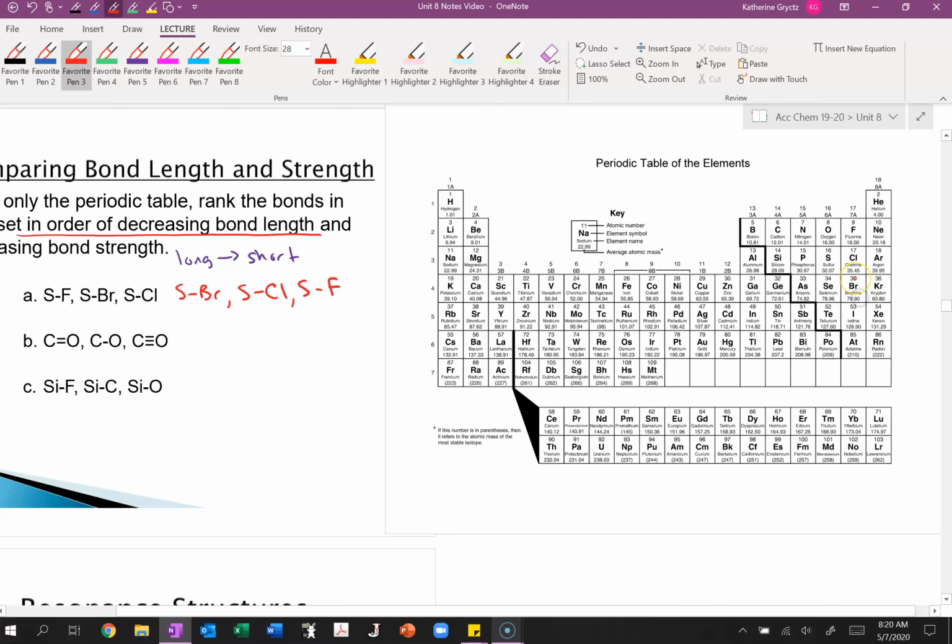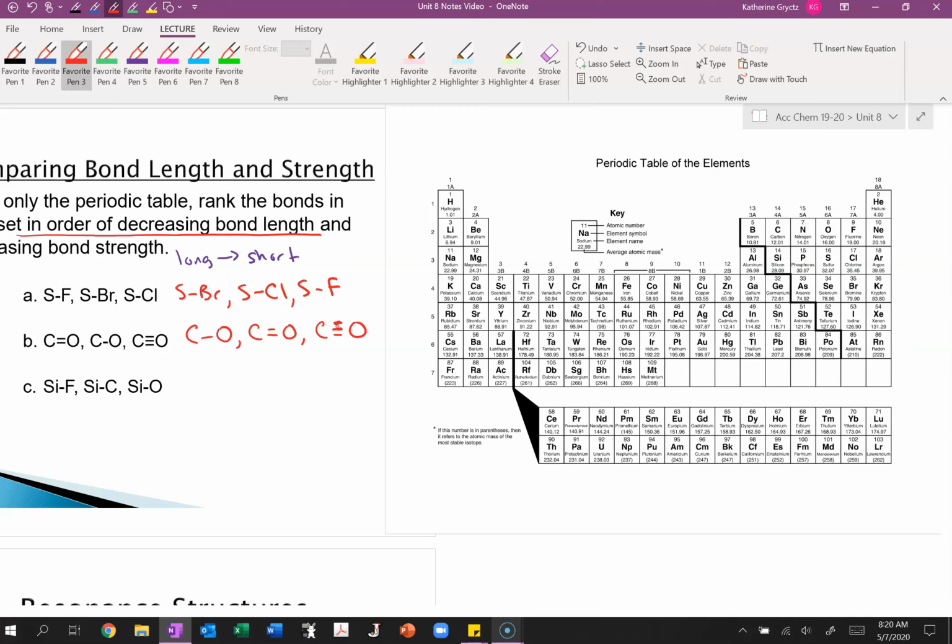All right, so we're going to do the same thing for the next set on B. These are all the same elements, so the same sizes, but they're different bond orders. We've got a double bond, a single bond, and a triple bond. The longest is the single bond. Then we've got the double bond. And then the shortest is going to be the triple bond. Those are the most connections.